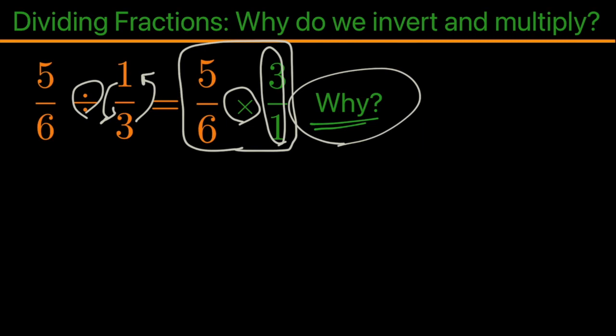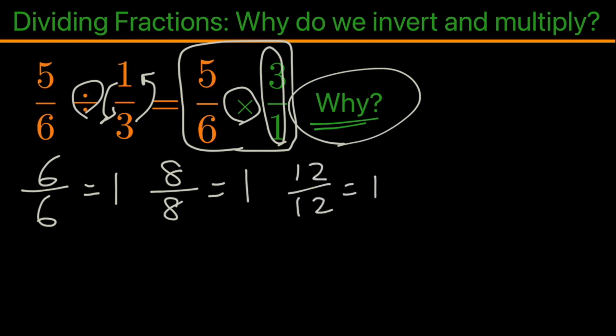To answer this, we need to first go over some of the basic fundamentals of fractions. For example, 6 over 6 equals 1. Any same number in the numerator and denominator will equal 1. So anything like, for example, 8 over 8 equals 1. 12 over 12 equals 1. So you get the picture.